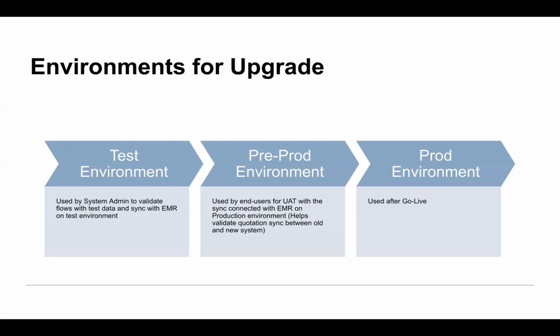Then we set up a pre-prod environment about 2 weeks before the upgrade, which was used by the actual billing users and the pharmacy users, with the sync connected to the EMR on the production environment. This was very helpful for them to validate whether the quotations sync properly and whether they are able to complete their day-to-day flows between the old OpenERP7 and Odoo16. They were able to come up with queries or feedback on how the process they follow in OpenERP7 differs from what is changing in Odoo16. And then finally we had the prod environment, which is used after our go live, after the migration.